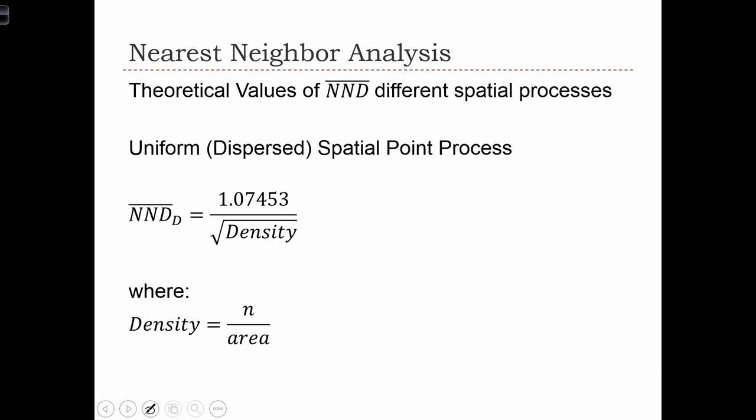In the case when we have a uniform spatial point process, the expected nearest neighbor distance is just 1.07 over the root of density. So in the case before, it would have been 1.07 over the root of 1/10. And that's the average distance we expect to see points from one another if the points were uniform.